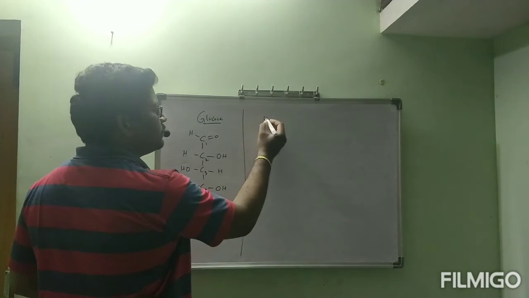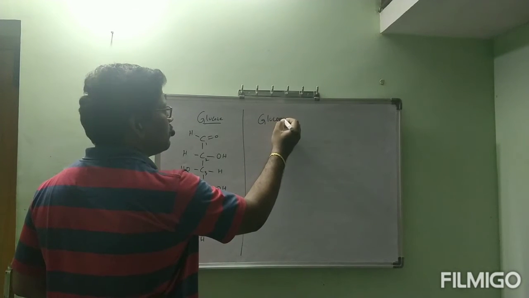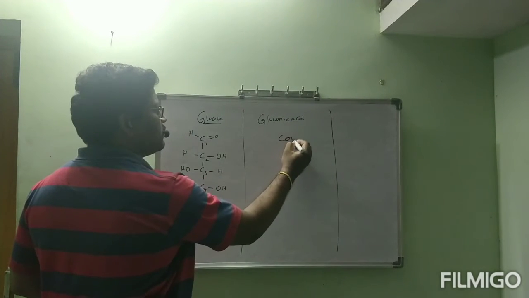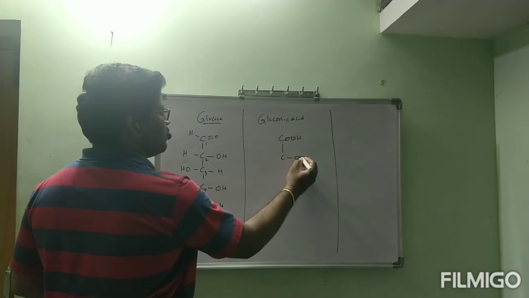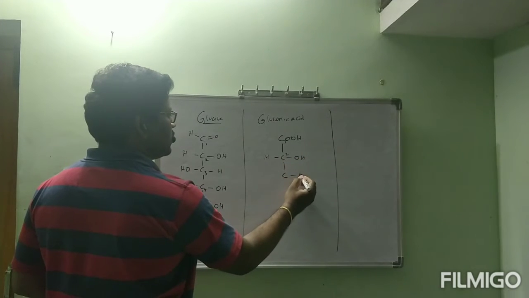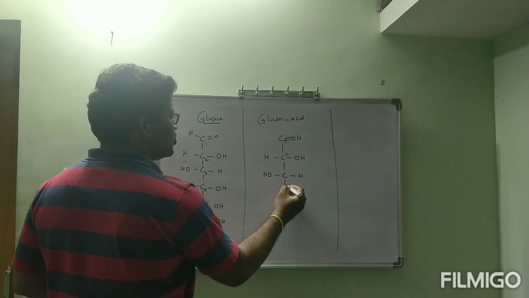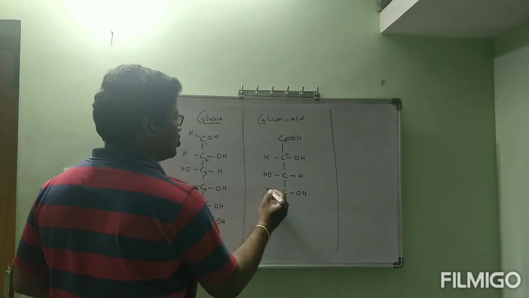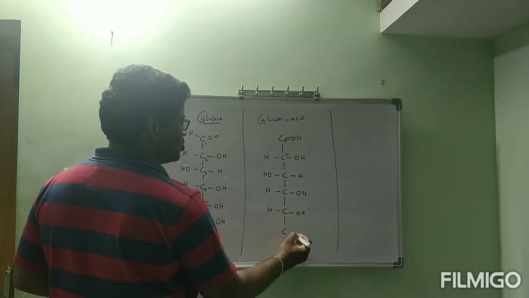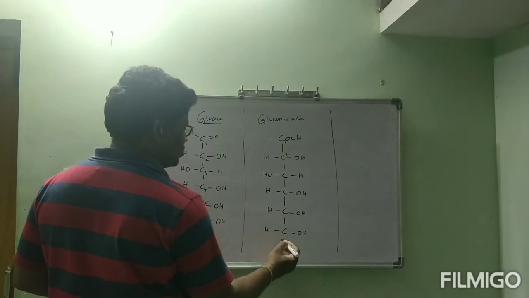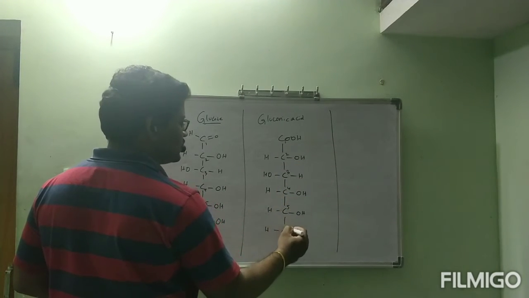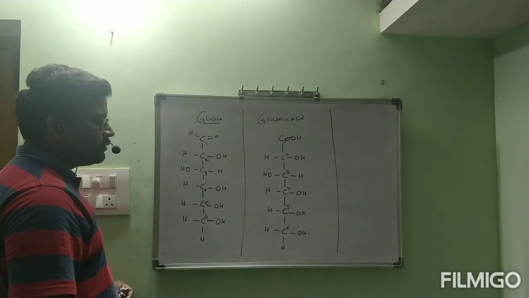Next, coming to gluconic acid. COOH; C, OH, H. This is 1, this is 2. CH, OH; C, OH, H; C, OH, H; C, OH, H, H. This is first, 2, 3, 4, 5, 6. This is gluconic acid. Now coming to saccharic acid.